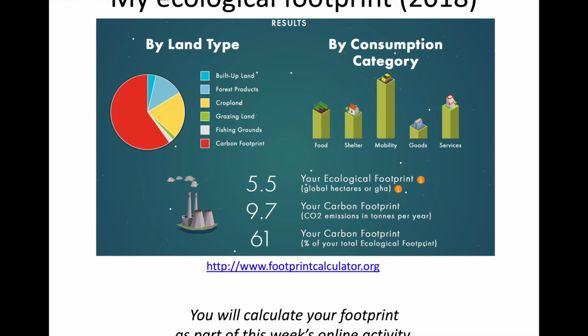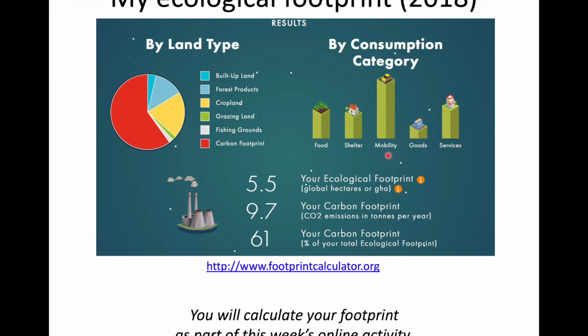Here I am sharing my footprint from 2018. As I said earlier, you will calculate your own in this week's online activity. My 2018 ecological footprint of 5.5 hectares is lower than the average American, which remember is 8.1 hectares. The biggest component of my footprint was related to mobility, and a lot of that was plane flights to see family abroad and for professional meetings in other parts of the U.S.